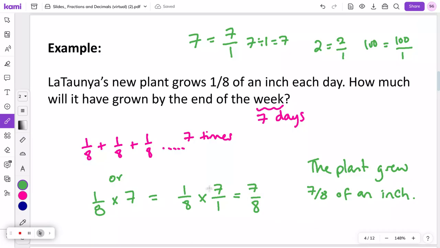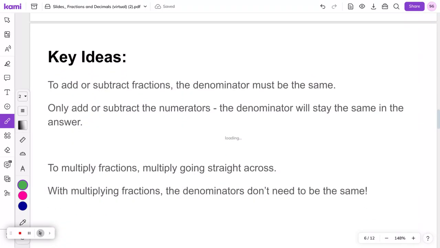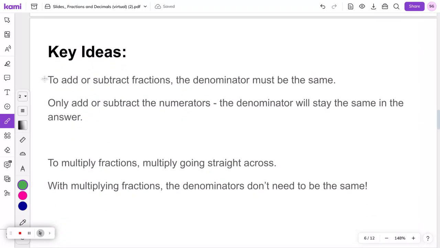These 2 examples here emphasize these points. First, we said if you are adding or subtracting fractions, the denominator, that bottom number, must be the same. And when you go to add and subtract your fractions, you only do math with the numerators, that top number. The denominator will stay the same in your answer. The second example we just did was multiplying fractions, and we saw when you multiply fractions, you multiply going straight across.